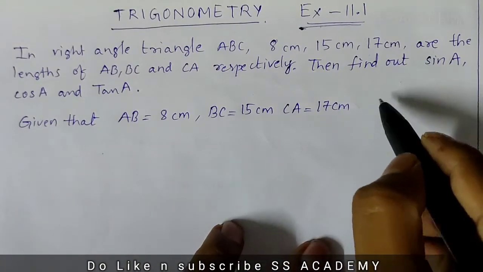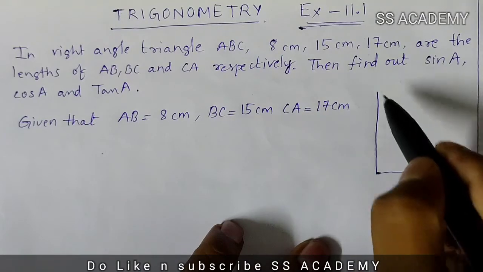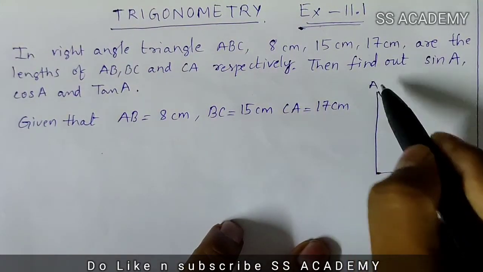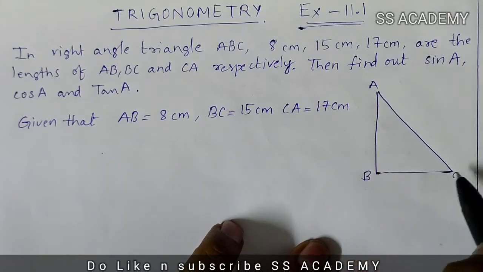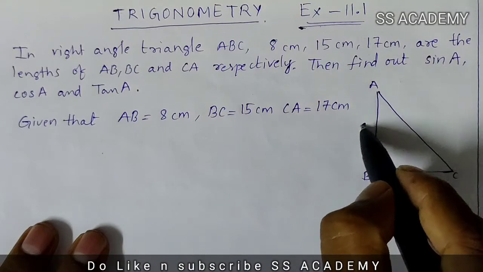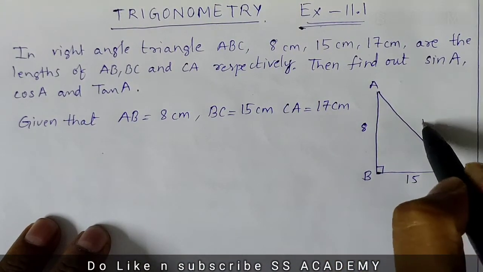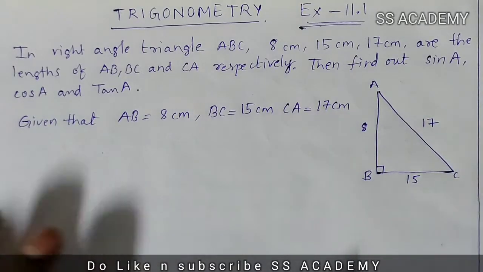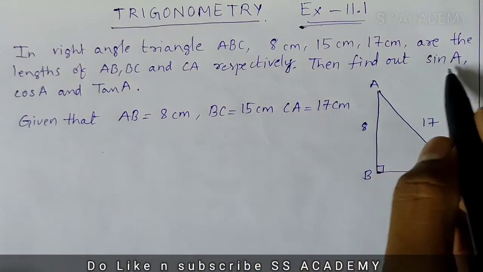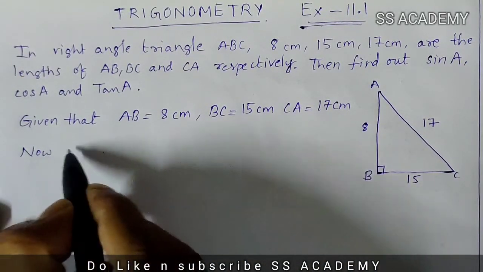So now let us draw a diagram for this. A right angle triangle A, B, C. So AB is 8 centimeters, BC 15 and CA is 17 centimeters. Done. So now we need to find out sine A.